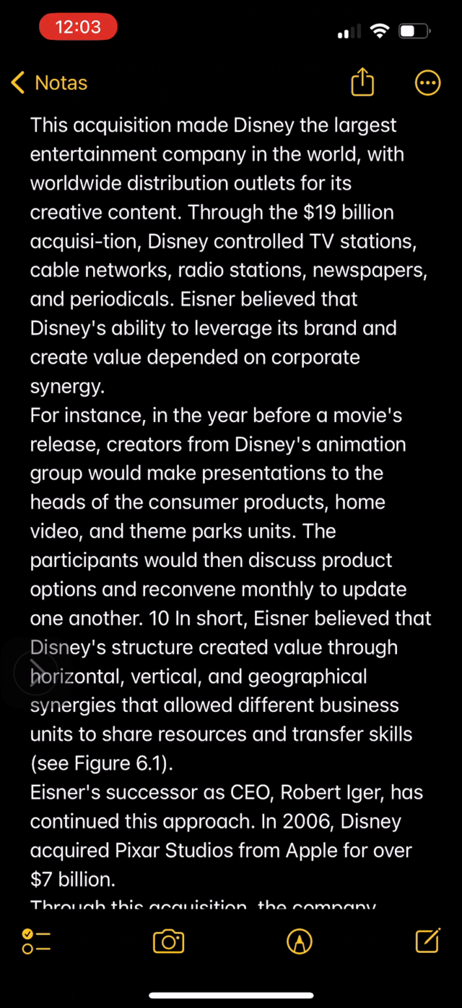Through the $19 billion acquisition, Disney controlled TV stations, cable networks, radio stations, newspapers, and periodicals. Eisner believed that Disney's ability to leverage its brand and create value depended on corporate synergy. For instance, in the year before a movie's release, creators from Disney's animation group would make presentations to the heads of the consumer products, home video, and theme parks units.